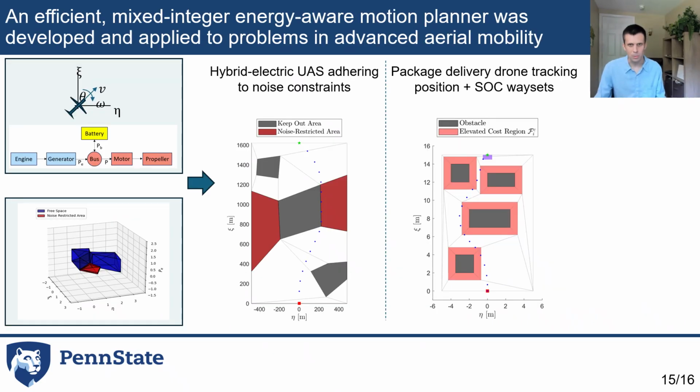So in summary, we presented an efficient mixed integer energy-aware motion planner for UAS and applied it to example problems in advanced air mobility. The motion planning approach we developed leveraged a reduced order model for energy-aware planning and efficient constrained zonotope and hybrid zonotope constraint representations.